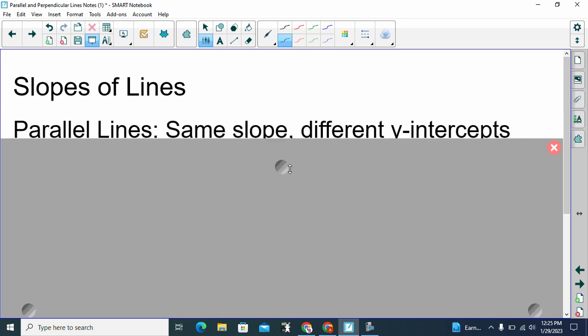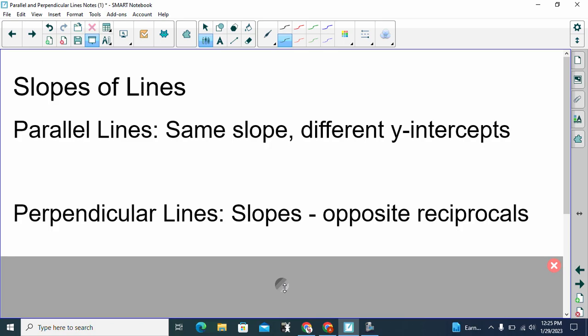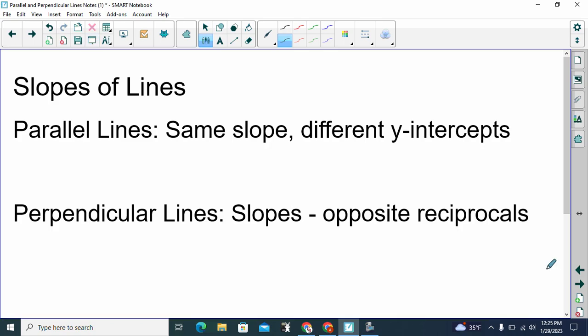Slopes of lines. Parallel lines have the same slope, and they have different y-intercepts. If they had the same y-intercept and the same slope, they'd be the same line. So same slope, but they do have different y-intercepts. Perpendicular lines have slopes that are opposite reciprocals. They could have the same y-intercept, they could have different y-intercepts. The important thing to know is parallel lines have the same slope. Perpendicular lines have slopes that are opposite reciprocals.